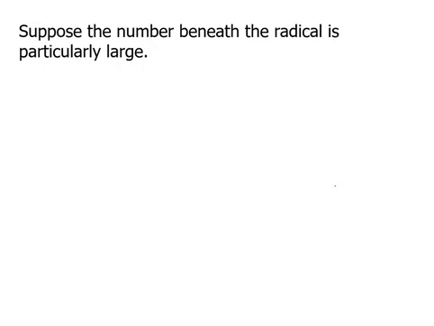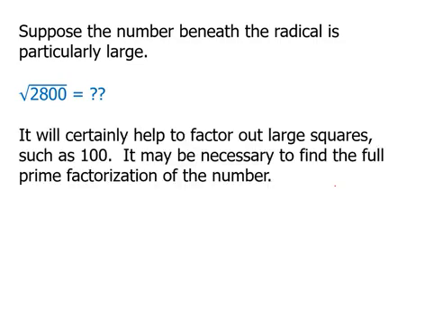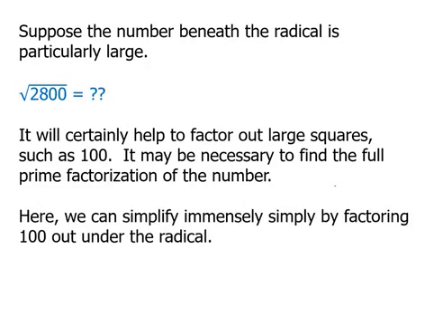Suppose the number beneath the radical is particularly large. Suppose we have to find the square root of 2,800, for example. It certainly will help to factor out larger squares such as 100. It may be necessary to find the full prime factorization of the number. Here we can simplify immensely simply by factoring 100 out of the radical.